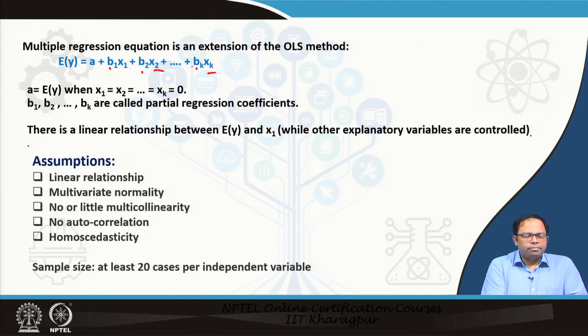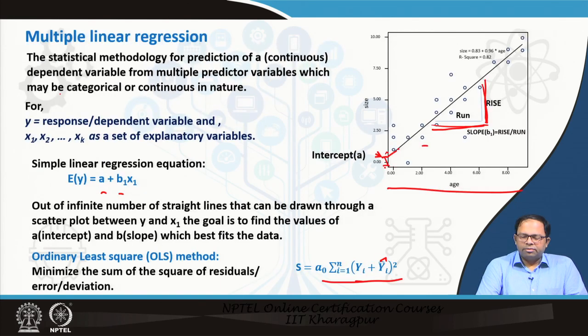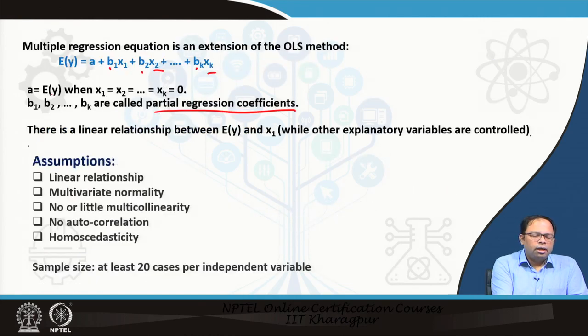And so these are called partial regression coefficients. So, b1, b2, bk are all called partial regression coefficients, and when x1, x2, xk are all 0, then a is equal to Ey. That means, like the intercept in the last figure, when x is equal to 0, this is the value of y. So, this is the basic value that is there already. That is why this intercept is here, and a equals Ey, the intercept, when all the variables are 0.